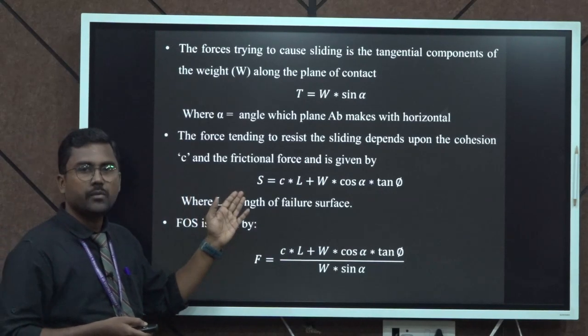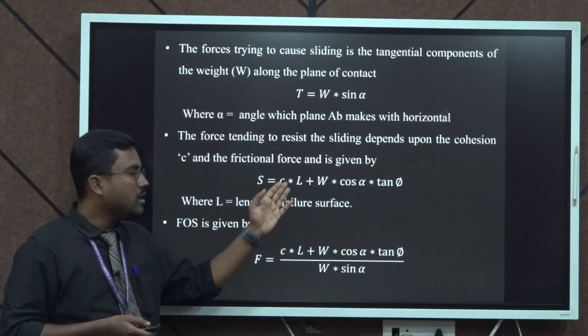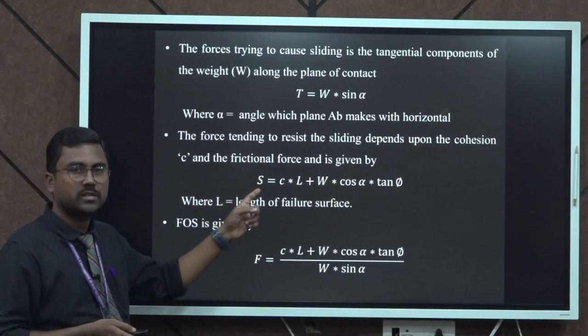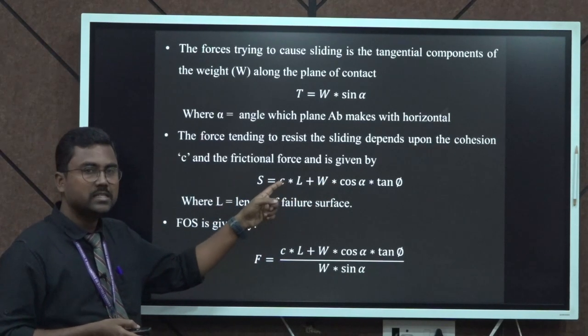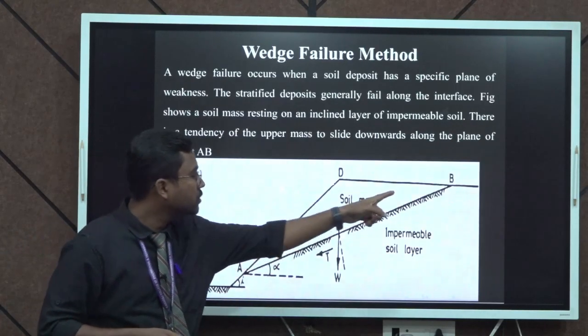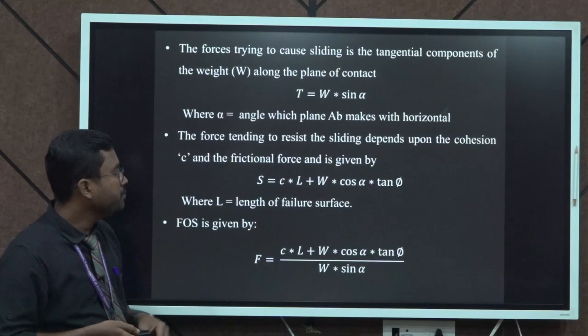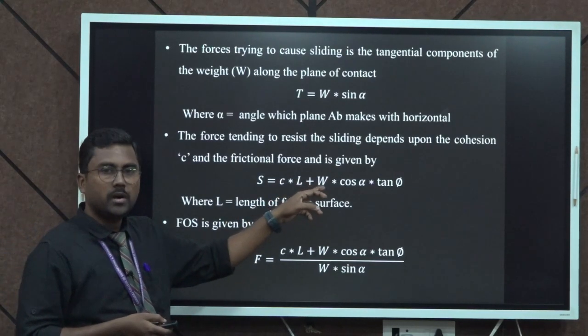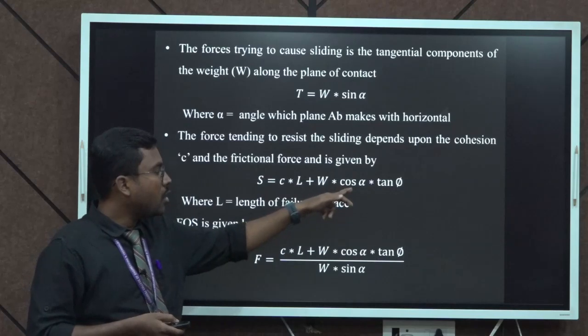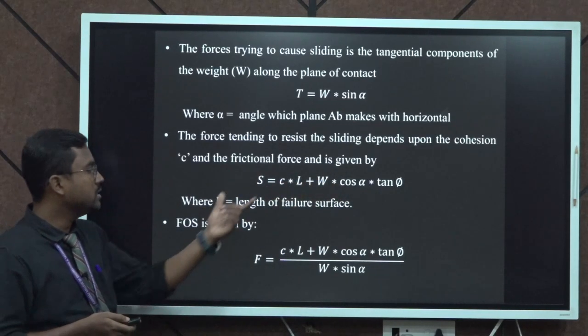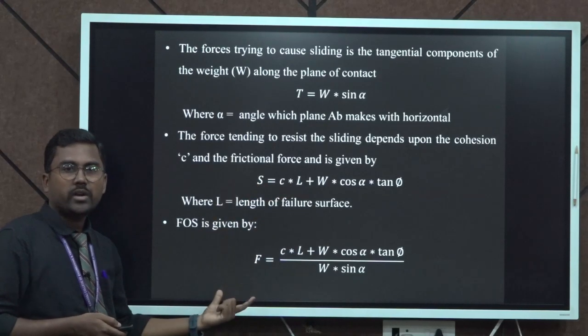That resisting force is given as S equal to C into L plus W into cos alpha into tan phi, where S is the shear strength of the soil, C is the cohesion, and L is the length of AB, the failure plane, and W is the weight of the soil mass above the impermeable layer, alpha is the angle with respect to the horizontal, and phi is the angle of internal friction, and this is the resisting force. Now you have to calculate the factor of safety.